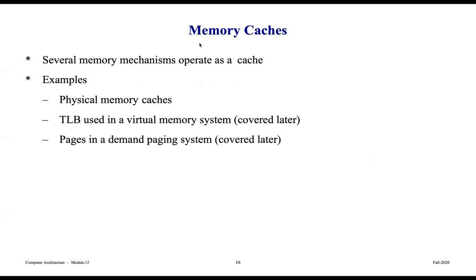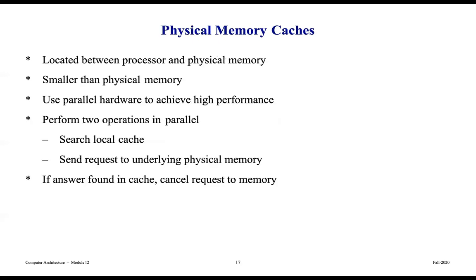Well, let's talk about memory caches. Several memory mechanisms can operate as a cache. Examples are the physical memory. You can have caches in there. And then there are two other things that we will cover later. You can have a technique for caching in the virtual memory system, and the pages can operate in a demand paging system, which is also going to be covered in later chapters. So we won't spend time talking about that here other than just to mention it initially.